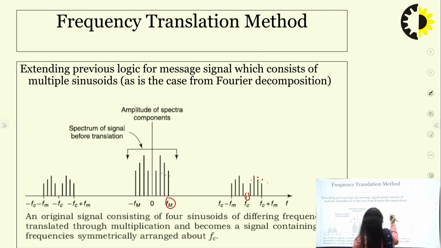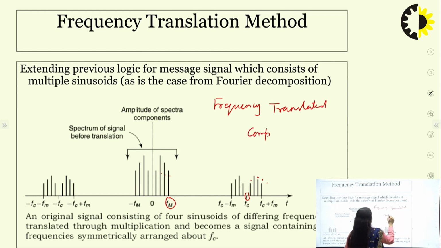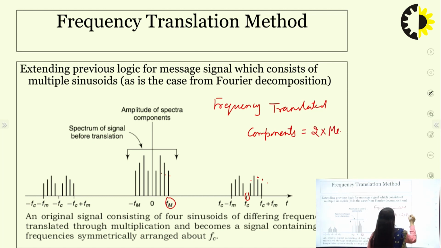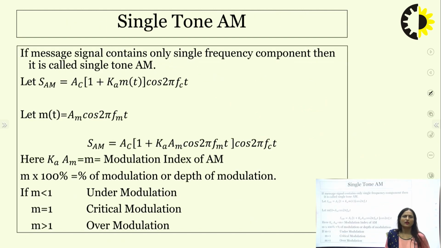So I can write: frequency translated components is equal to twice the message frequency components, right? So now I have converted my signal through frequency translation.